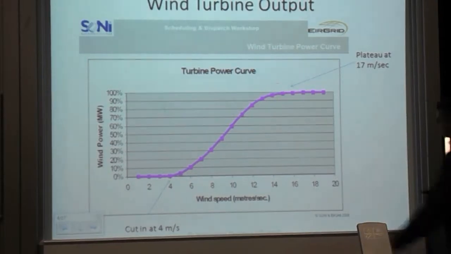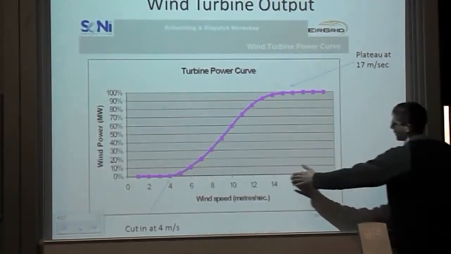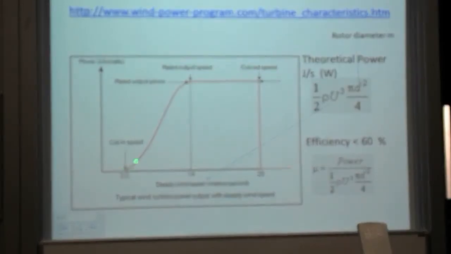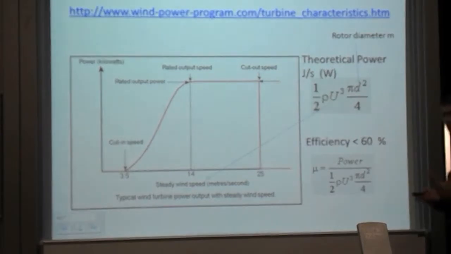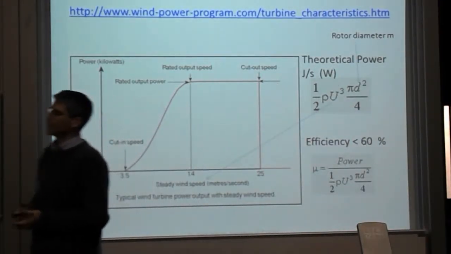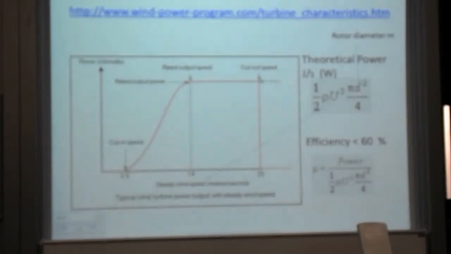So you plateau here and you actually have to shut down. So wind turbines actually have to shut down at about 25 meters per second. Otherwise they might just blow up, essentially. The physical forces on them are too high.